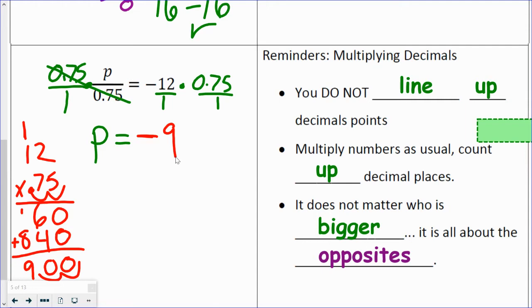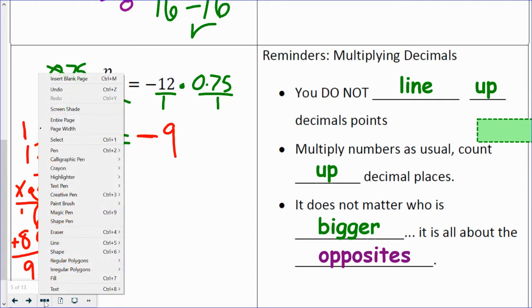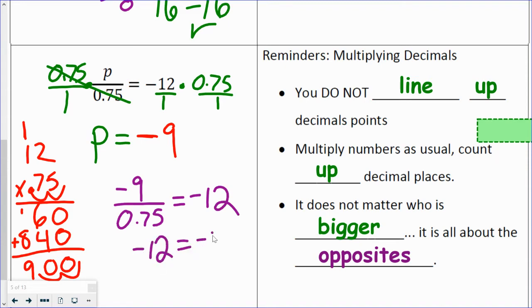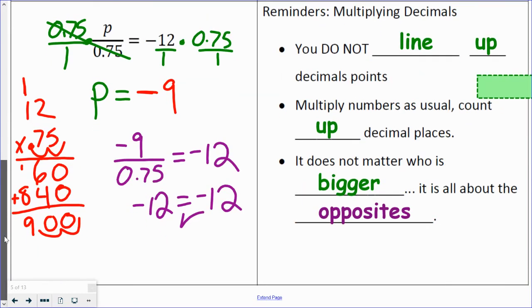Right? And then as always, we need to check our work. Okay? If I have negative $9.75, is that going to make a negative 12? It does. And we are good. And the reason why I know that is I have done the math already off on my own paper.